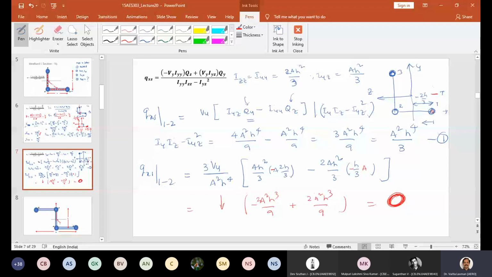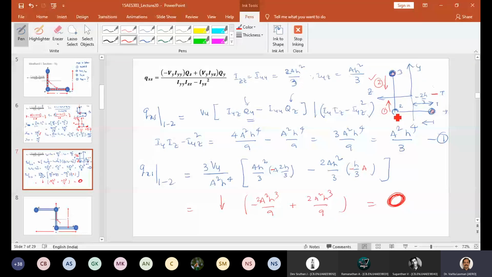Everybody got it? You're getting 0, isn't it? Now what we have to do from 2, 3. Either I can do from here, or I can start from here. Which one is better? This is first option, this is second option. Which one is better? Second option. Obviously, second option is better because only one area is involved.